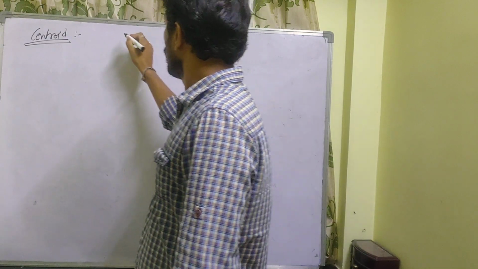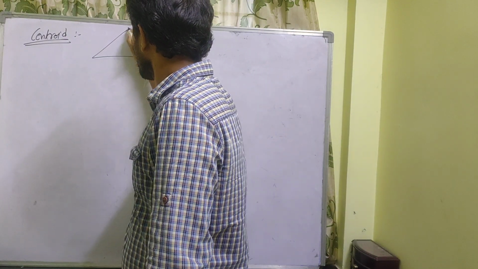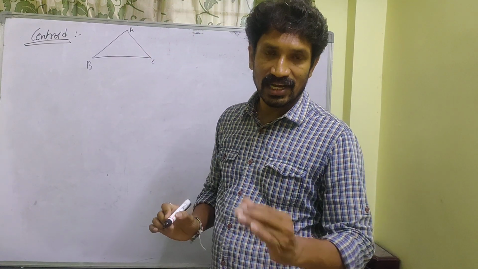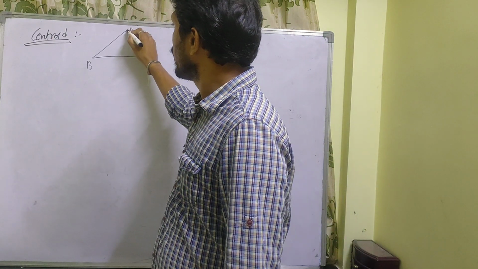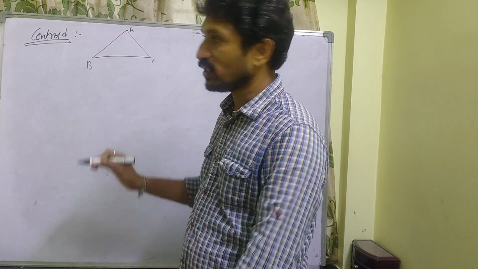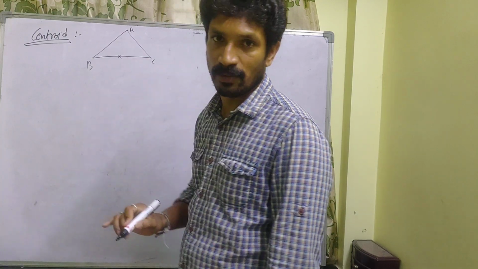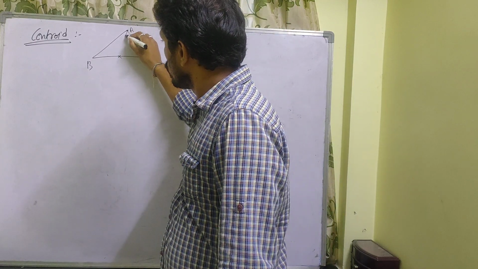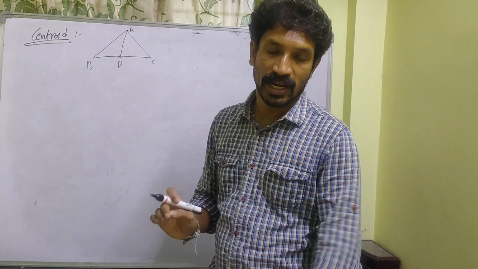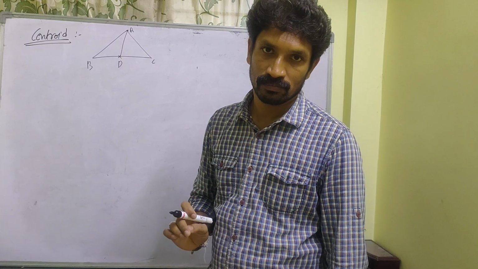You know very well about centroid. What is centroid? If you take any triangle, let us take A, B, C, the line segment joining any one of the vertices to the midpoint of the opposite side. Let us consider this is the midpoint D. Now AD is called one of the medians of triangle ABC.